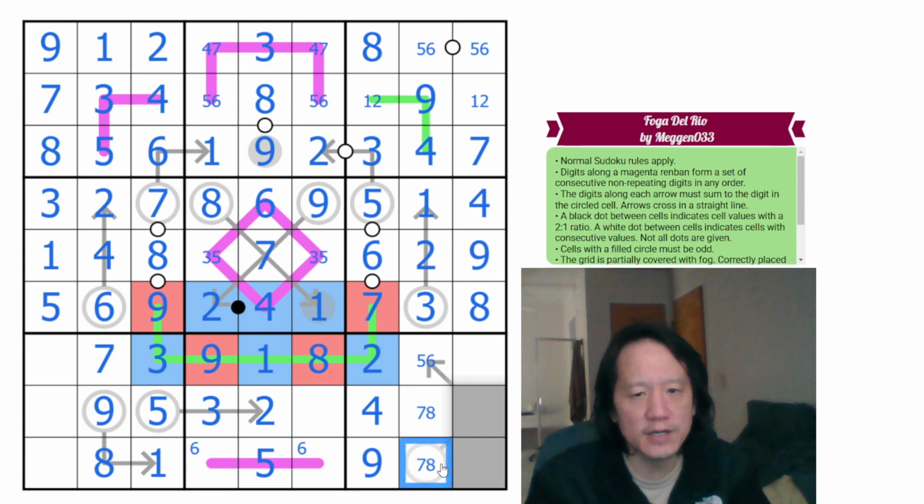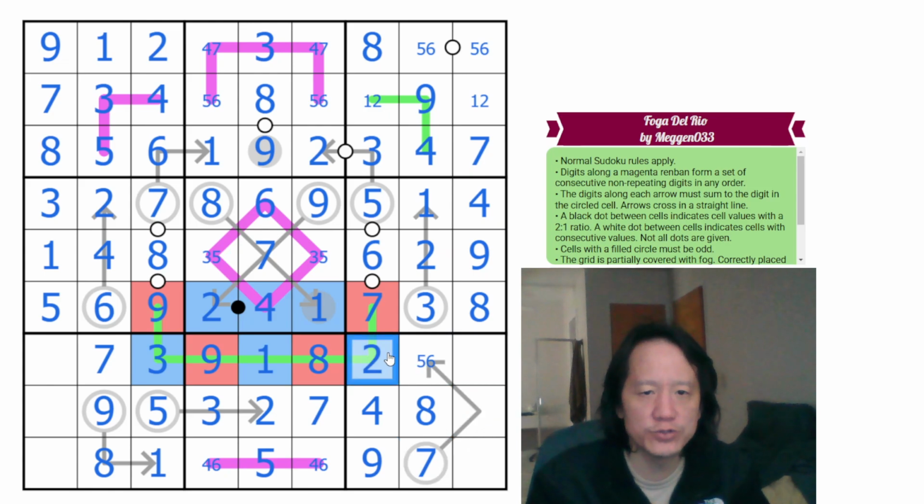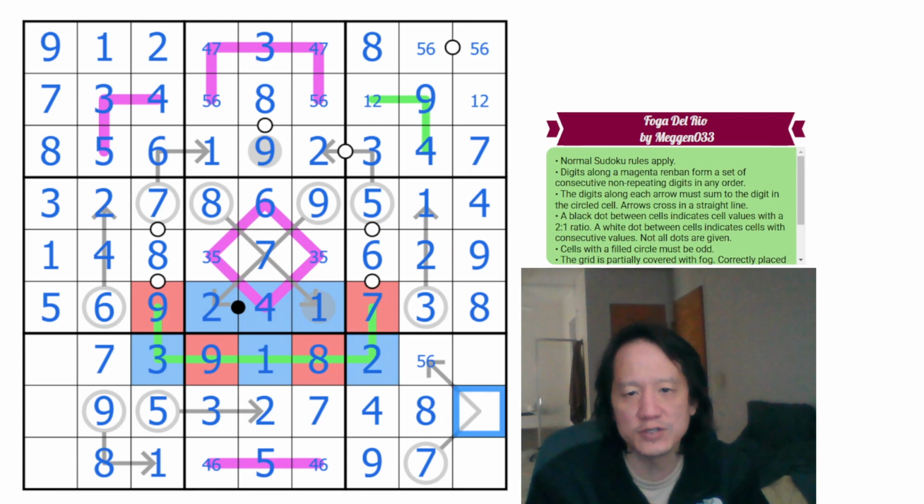This can't be 8 anymore, so this must be 7, which makes this 8. This can no longer be 5, 6, 7, so this has to be 4, 5, and 6. So this is 4, 6, and this is 4, 6. Where can the 7 be in box 8? It must be here. That's 7. These two digits add up to 7. So it's either 1 and 6 or it's 2 and 5, but we have a 2 already here, so this has to be 1 and 6.